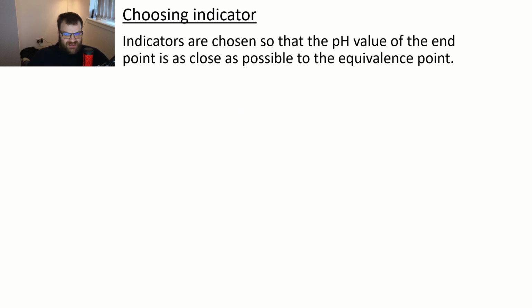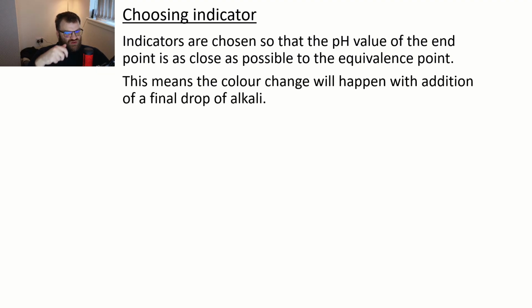When it comes to picking your indicators, you want to try and make sure that the pH change range at least covers the equivalence point. Ideally, it would be as close to the equivalence point as possible. And what that means is when you're slowly adding your drops of, in this case, alkali, you'll get that sharp colour change from just adding 1 drop.